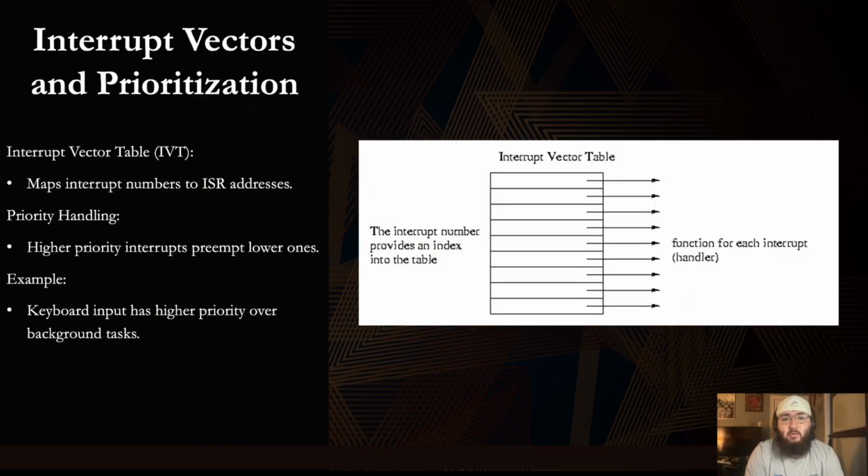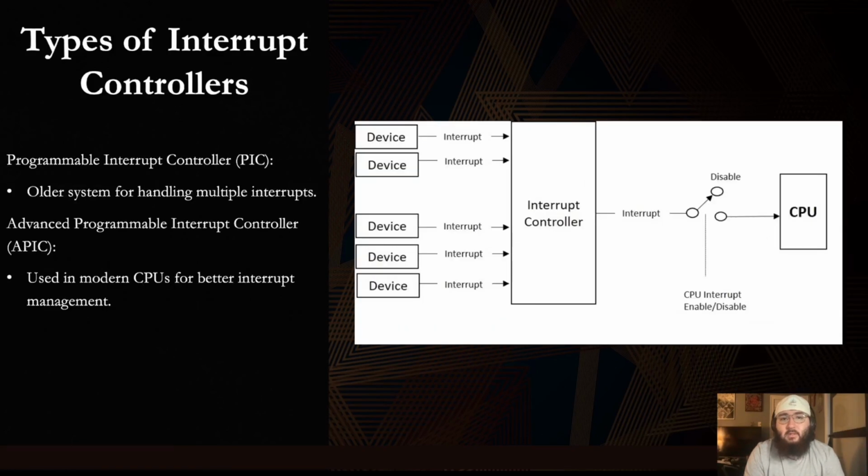But not all interrupts are treated equally. Some are more important than others. The interrupt vector table assigns numbers to different interrupt handlers. Higher priority interrupts preempt lower priority ones. For example, a keyboard input takes precedence over a background task. Older systems used programmable interrupt controllers, but modern computers use advanced programmable interrupt controllers for better performance.